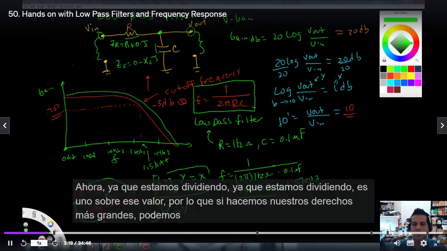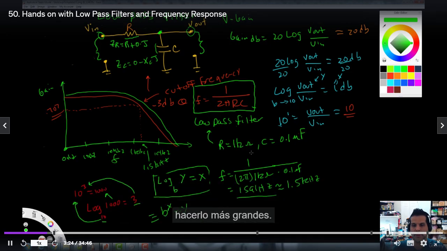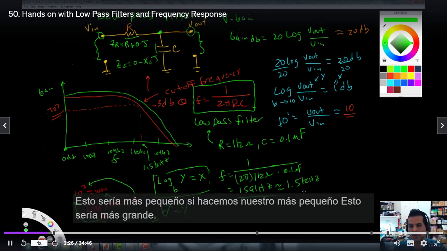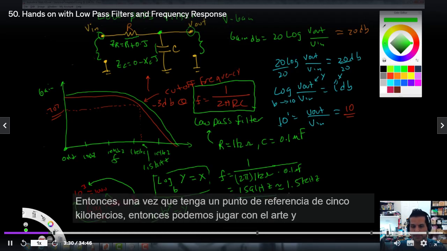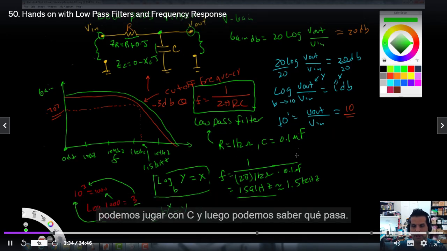All right, now since we're dividing, it's 1 over that value. So if we make R bigger, this would be smaller. If we make R smaller, this would be bigger. Same thing with C. So once you have a reference point, the 1.5 kilohertz, then we can play with R and we can play with C, and then we can see what happens, all right?